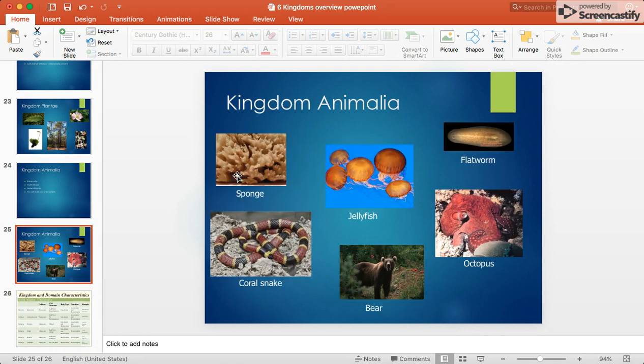So here's some Kingdom of Animalia. Just some beautiful coral snakes, sponges, jellyfish, flatworms, octopus, a bear. You could insert your face over there because you fall into that category.